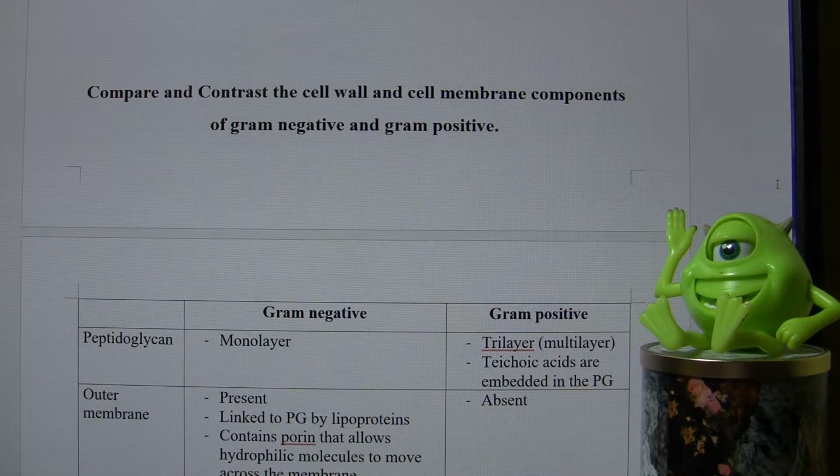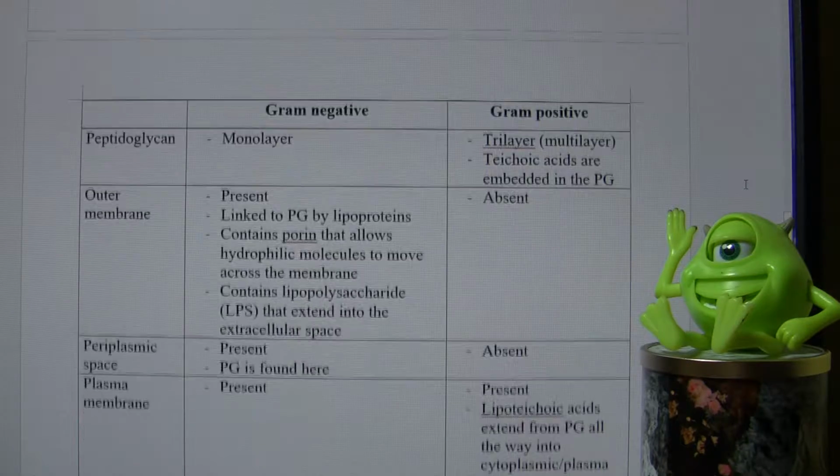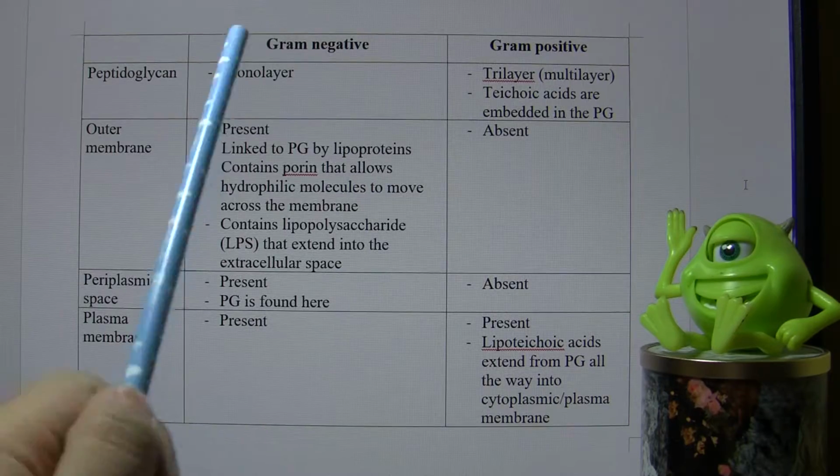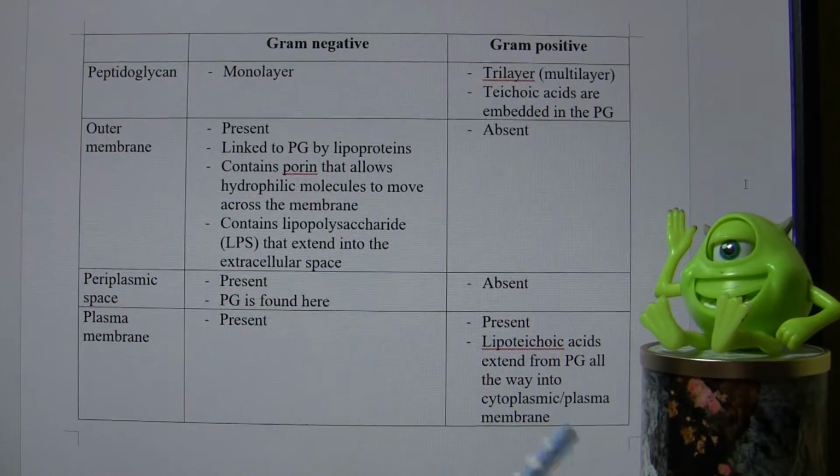Compare and contrast the cell wall and cell membrane components of gram-negative and gram-positive. So here, this is a table I made. On the left is a column containing all the components that I would like to make notes about. Gram-negative and gram-positive each have their own column.